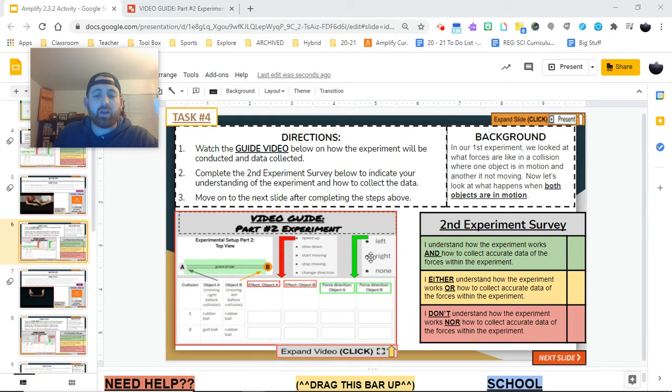Hey everybody, Mr. Regan here, and we're going to be looking at the next experiment that you guys are going to be doing or observing, depending on what you're doing at home. That's going to help us continue to look at how forces are acting within a collision.